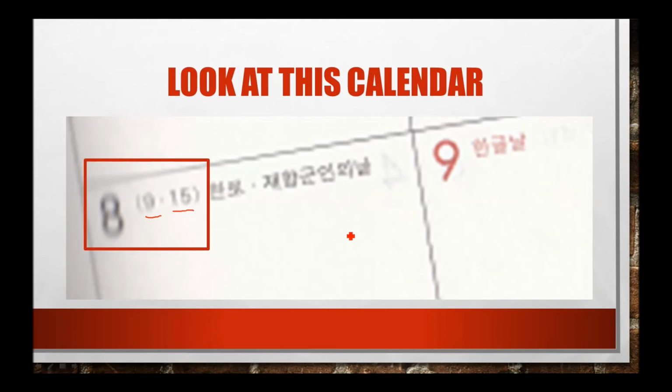It is the date in 음력. The date of October 8th, 2014 is September 15th in 음력. Because, as I said before, we are still using 음력 in our daily lives in Korea. There are still 음력 dates on this calendar. There are many 음력 dates written in many calendars in Korea.